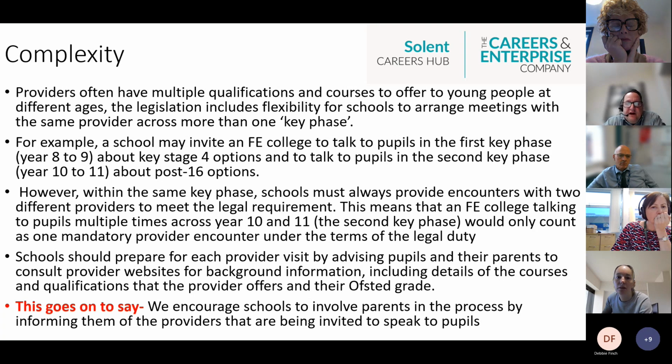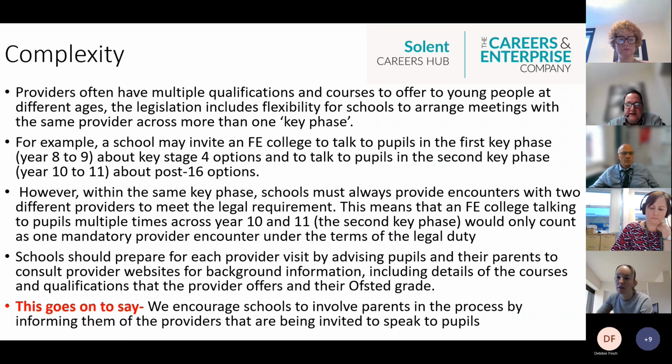So, for an example, a school may invite an FE college to talk to pupils in the first phase about key stage 4 options, and then talk to pupils about the second key phase, years 10 and 11, about post 16 options. So again, and this will become very clear, it's all about that content and how that content can then relate to that young person. However, within the same key phase, the schools must always provide encounters with 2 different providers to meet the legal requirement. This means that an FE college talking to pupils multiple times across years 10 and 11 would only count as one mandatory provider encounter under the terms of the legal duty.